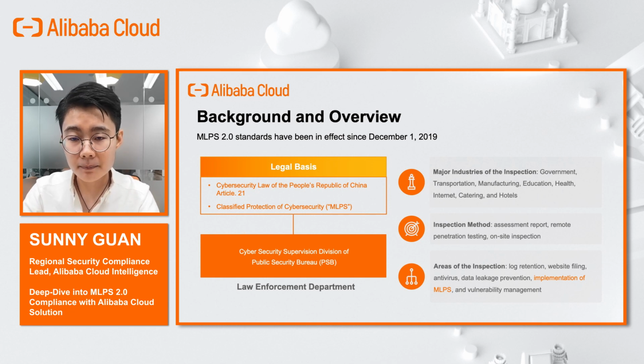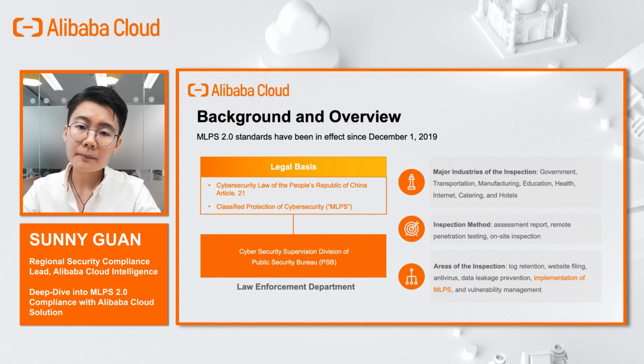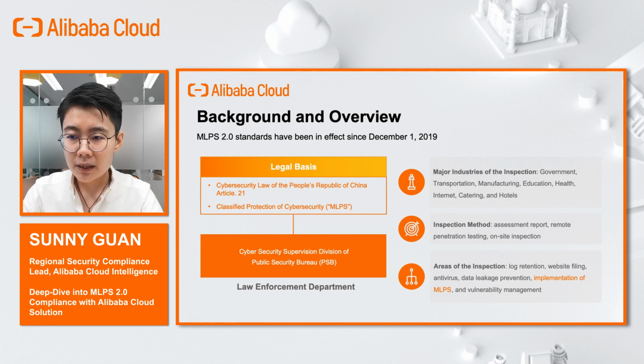As such, the implementation and inspection of MLPS in China is governed with law enforcement by the Cybersecurity Supervisory Division under the Public Security Bureau. No or insufficient implementation of MLPS will be considered a breach of the law. The implementation status would be inspected by the Supervisory Division on a sample basis periodically.